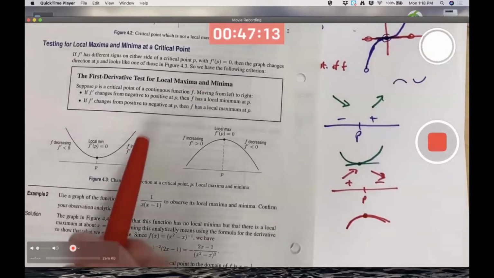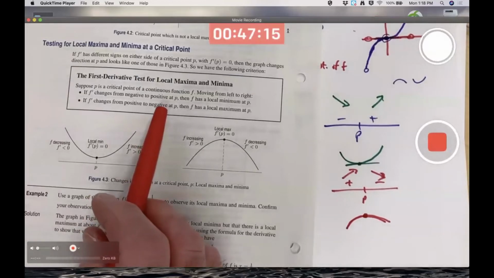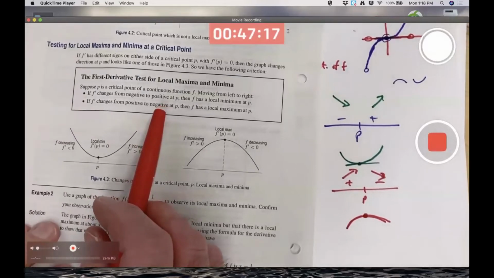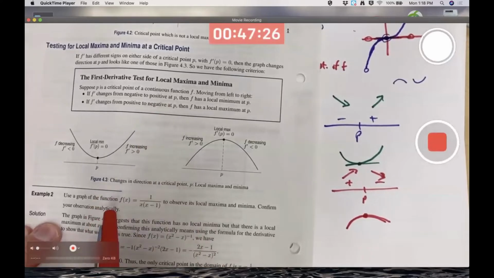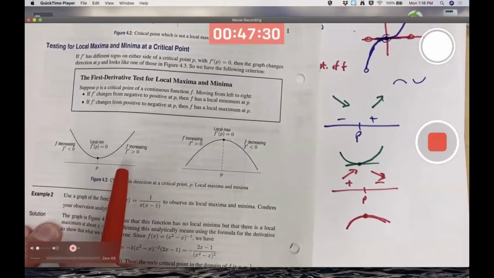To prove this first derivative test, you need a theorem from section 3.10, the last section of chapter 3, a very theoretical section, even more theoretical than what I'm showing you here. I'm going to hold off on talking about that for the moment.